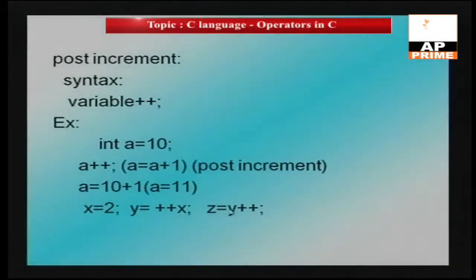If I use z equal to y++, now this y++ is post-increment. Post-increment means first y is sent to z. Before the increment, y is sent to z.